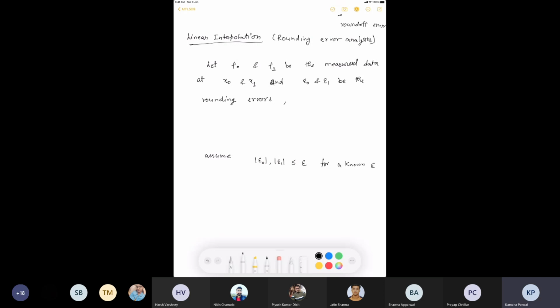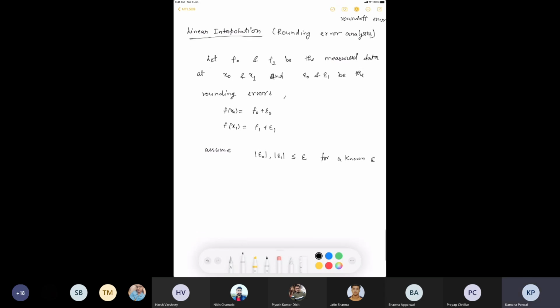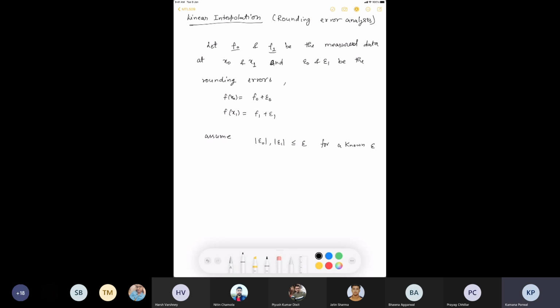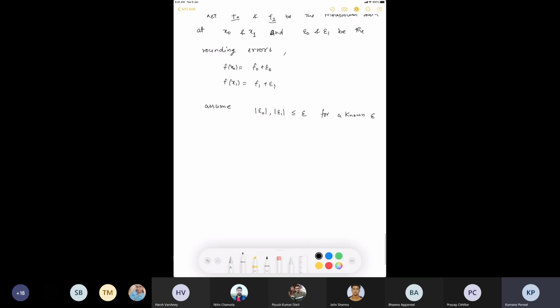Okay, so here what we have is that f(x0), the actual value of f, is nothing but this f0 plus some epsilon 0, and then the actual value of f(x1) is nothing but f1 plus this epsilon 1 which we have taken. Okay, so now if I'm trying to find the interpolating polynomial, I'll be using this measured data, right? So what is going to be the error in that case?